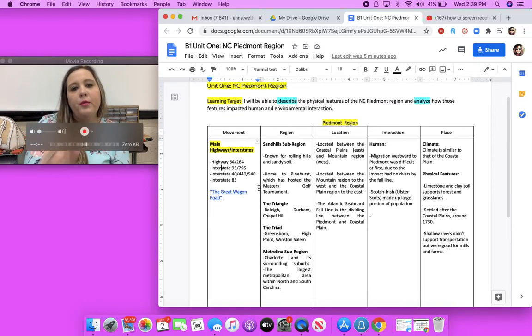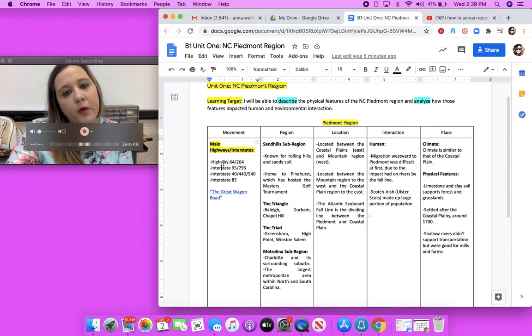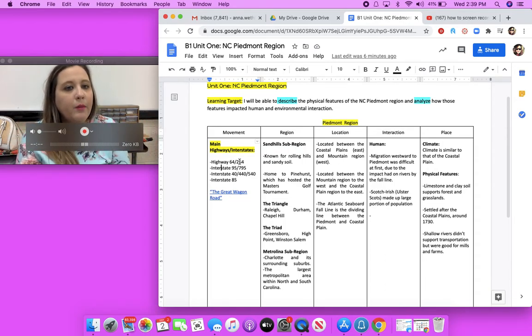One other thing I wanted to bring up, and I do need to do the highlighting, I totally forgot to do that. When you see the numbers for roads, I don't know if you all are aware of this, but when you see an even number, that means the road travels east-west. If you see an odd number, that means the road travels north-south. Like Interstate 95 is a north-south road, and 264 is an east-west road.